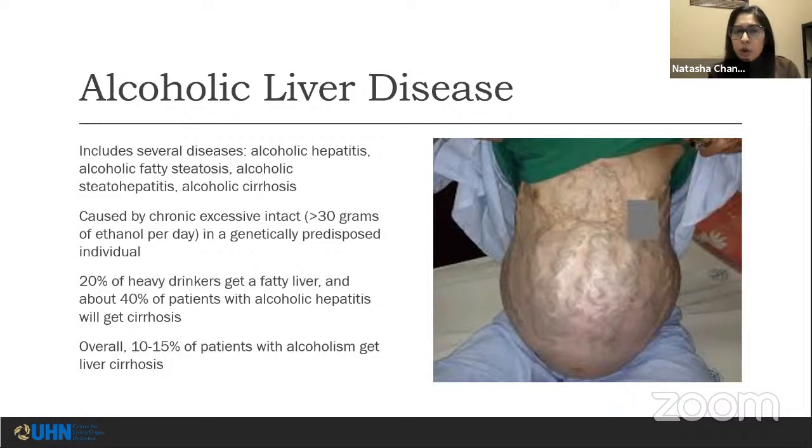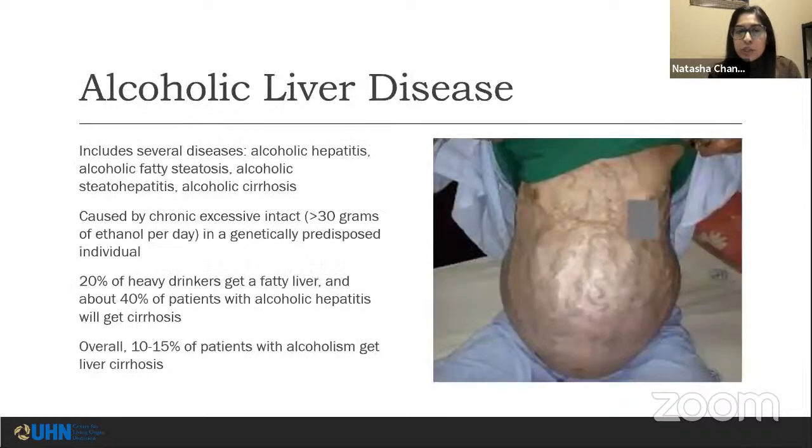But we know that this is also a strongly genetic disease. So for patients to develop alcoholic liver disease, they do have as yet unidentified SNPs of various genes that predispose them to this condition. Statistics have indicated that approximately 20% of heavy drinkers will get a fatty liver from alcohol, and approximately 40% of patients who develop alcoholic hepatitis will go on to develop cirrhosis. Overall, 10 to 15% of patients who have chronic alcohol misuse do develop cirrhosis.